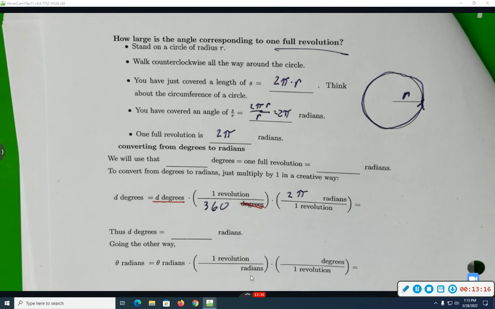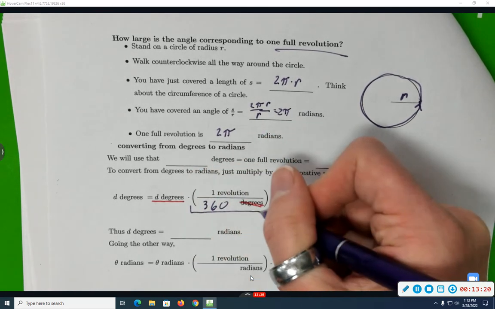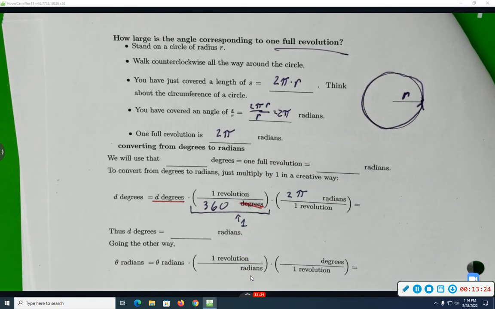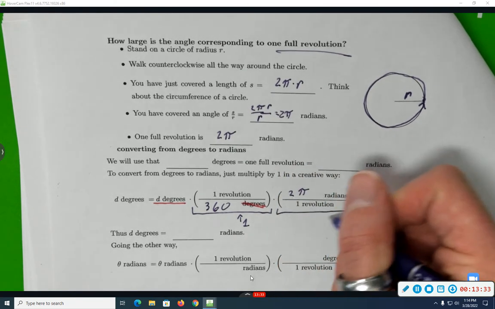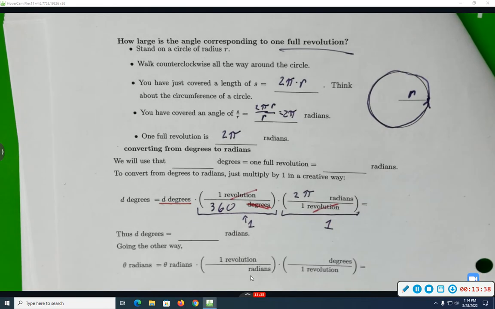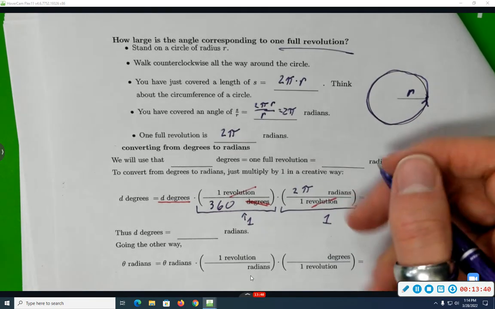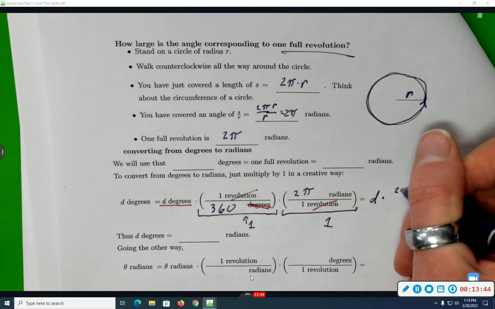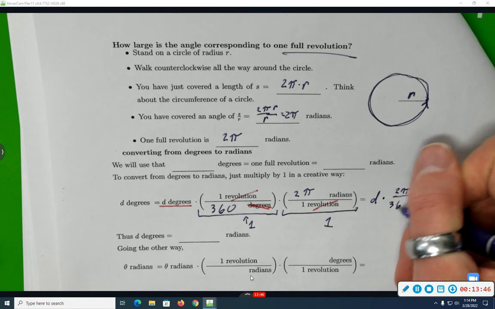So I'll multiply by 1 revolution over 360 degrees because that whole thing is just 1. You can multiply and divide by 1, that doesn't change anything. Similarly, this is 1, and now you see the revolutions cancel. And so what are you left with? You're left with d times 2 pi over 360 radians.